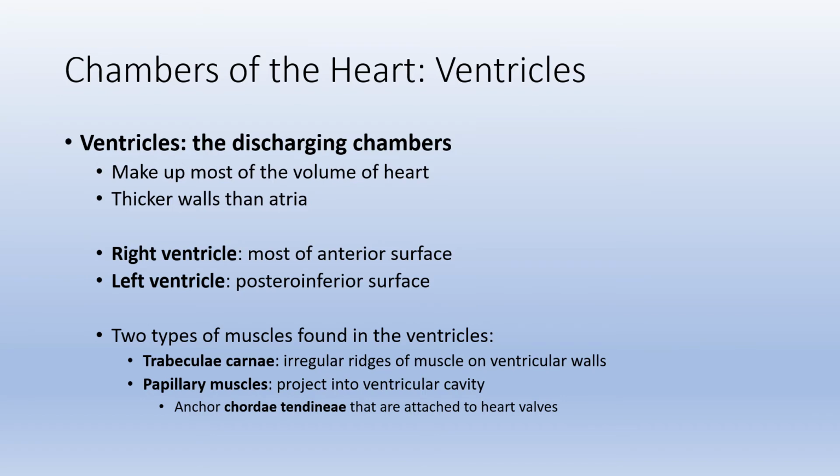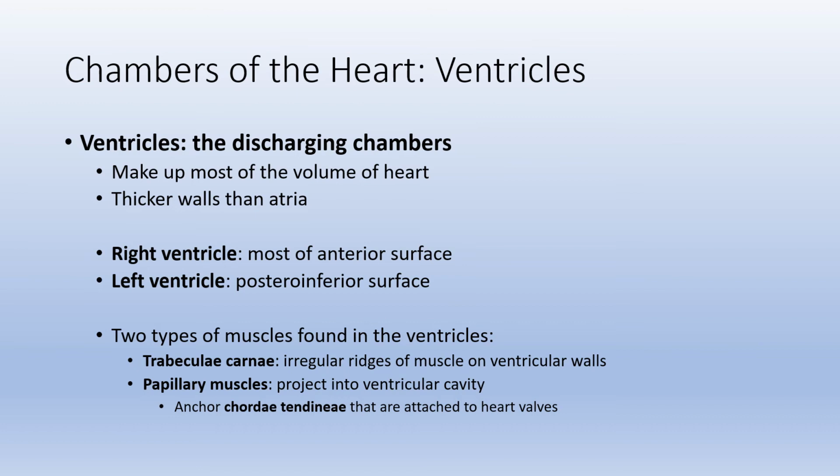Let's look at the other 2 chambers of the heart, the left and right ventricle. These are the discharging chambers. So when the heart contracts, blood leaves the heart from these chambers, the discharging chambers. The ventricular walls are much thicker because they contain more muscle. More muscle means they are able to generate more force to propel that blood throughout the body.